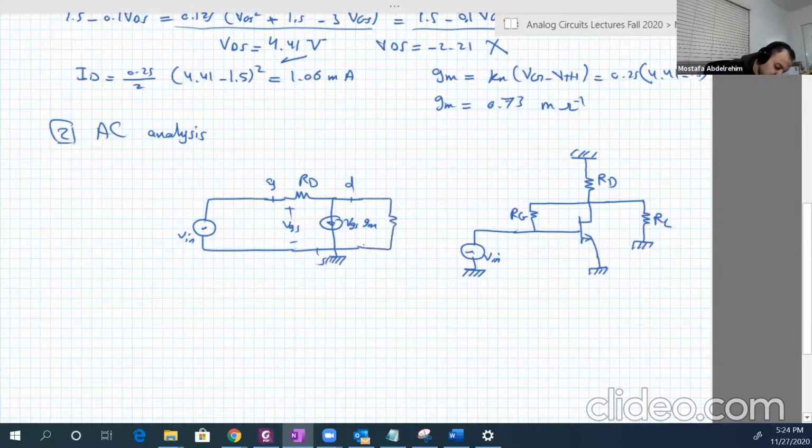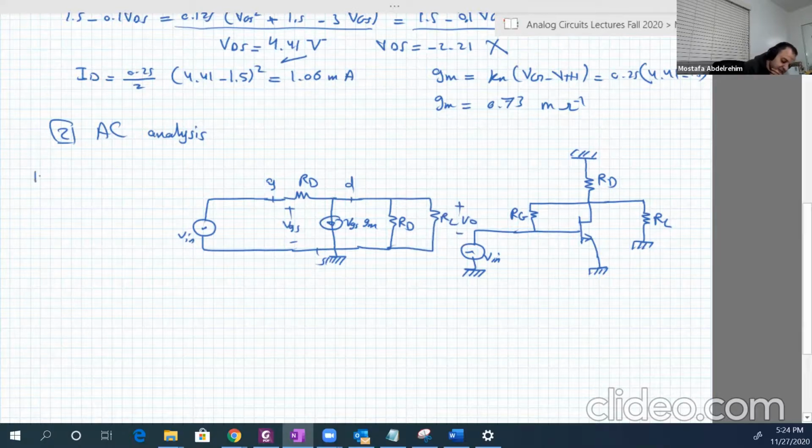And here is RD. And also between the drain and the ground, there is RL. And here is VO. Okay? Good.